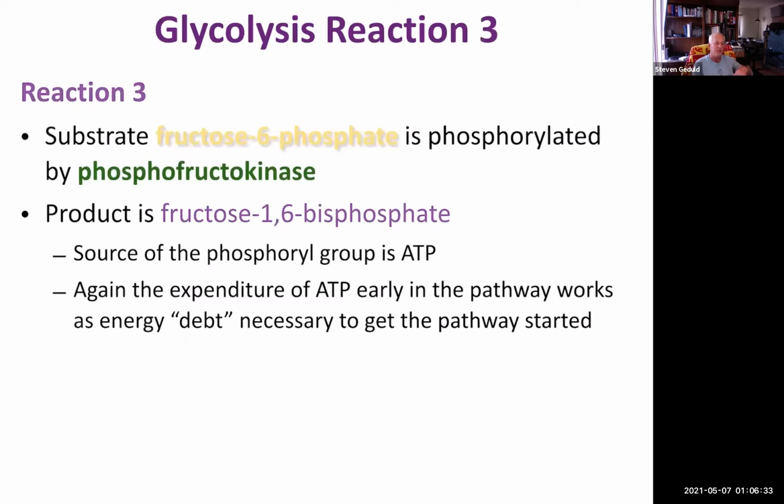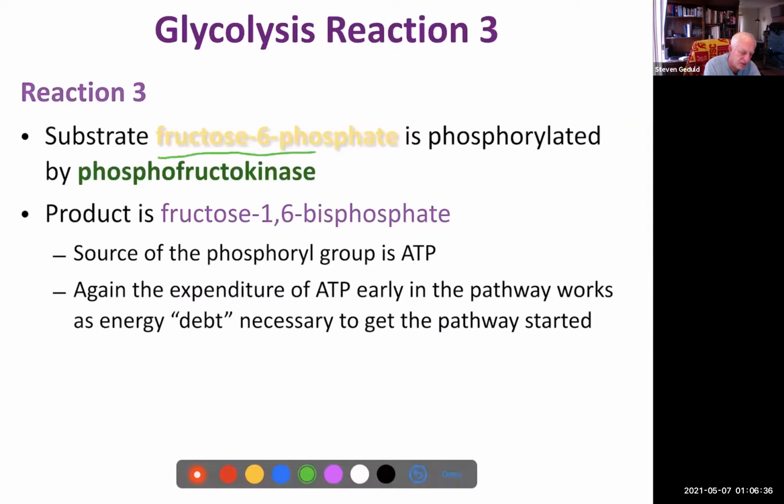Okay. The third step takes the fructose 6-phosphate. Okay, it's phosphorylated again by phosphofructokinase. So you're adding another phosphate group. Okay, and you're going to end up with fructose 1,6-bisphosphate. So 2 phosphate groups on your fructose sugar. And again, you're using ATP as your phosphate source. So you're using energy to kickstart this reaction in this step also. Again, it's like an energy debt that you got to use to get the pathway started.